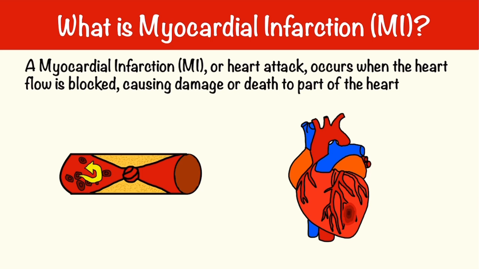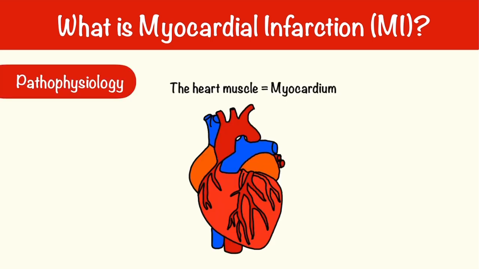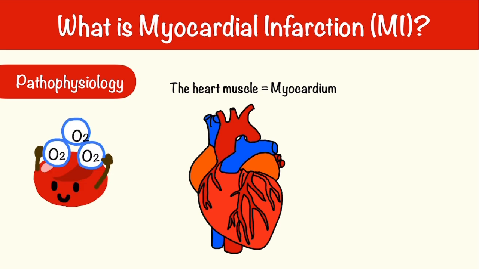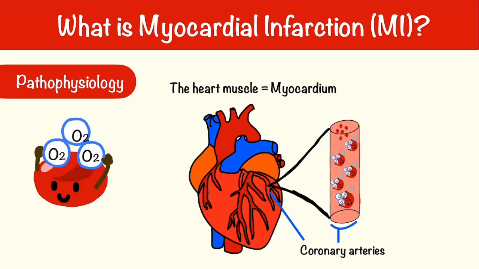Now let's look a little further into the heart. The heart muscles, also known as the myocardium, need a constant flow of oxygen-rich blood cells in order to keep working properly, and are delivered through the coronary arteries. Quick refresher. Arteries supply oxygenated blood to the entire body. The coronary arteries, which are located in the heart, provide oxygenated blood to the heart.